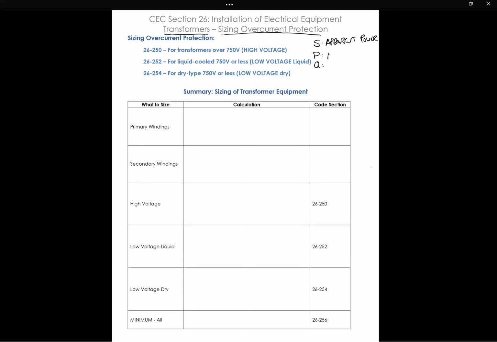So this is active power and this is reactive power. These are all like power factor calculations or power quality. If you don't know these topics, then put a comment below and I can make you some videos on these topics if you want. It's nice to know your apparent power calculations because those are what you actually have to use in these rules 26, 250, 252, and 254 of section 26 of the electrical code.